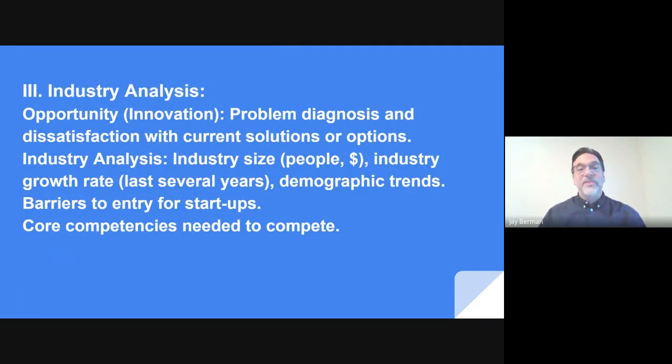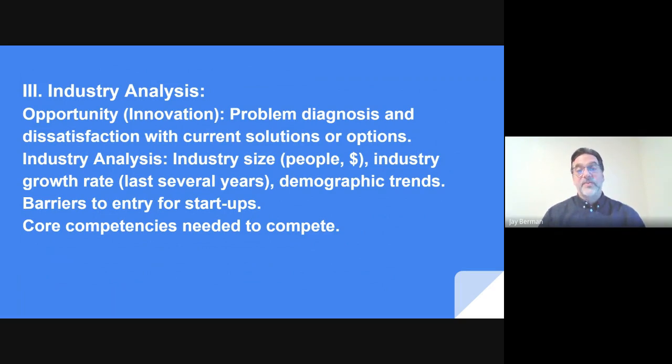Next, number 3, industry analysis. Here you're trying to explain what is the opportunity, what is the innovation that you're bringing to the industry. In other words, you want to diagnose the problem that you see in this particular industry, and also to analyze what is the dissatisfaction with current solutions and options, and why you're offering a better solution or a better option.